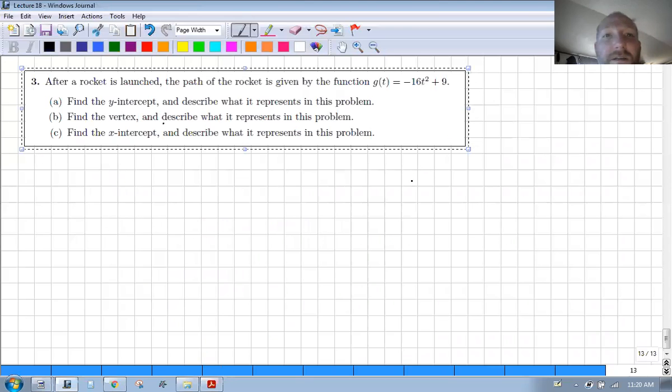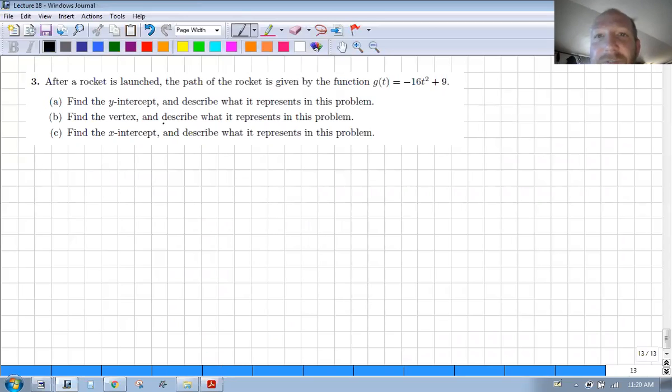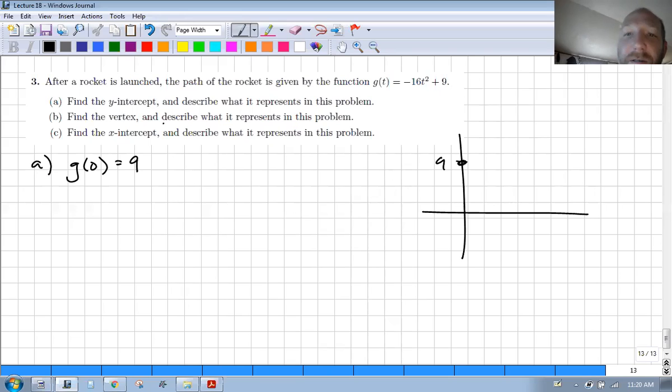Okay, after a rocket is launched, the path of the rocket is given by g of t. When they say path, I'm assuming that's the height. Okay, A, find the y-intercept and describe what it represents. The y-intercept, plug in 0 for x. See, this would give us a 9. So 9. That's where we're starting out. Notice A here is negative, so this thing opens downward.